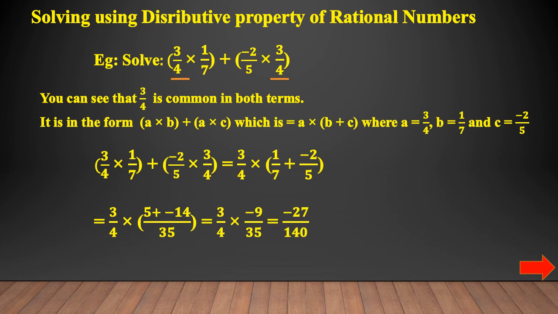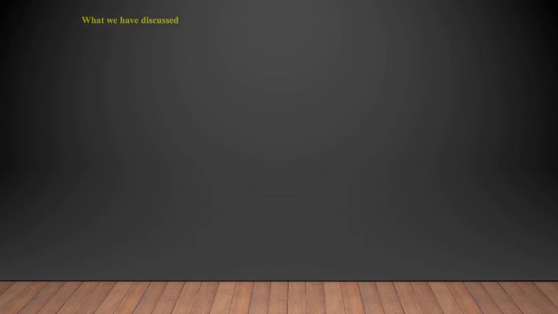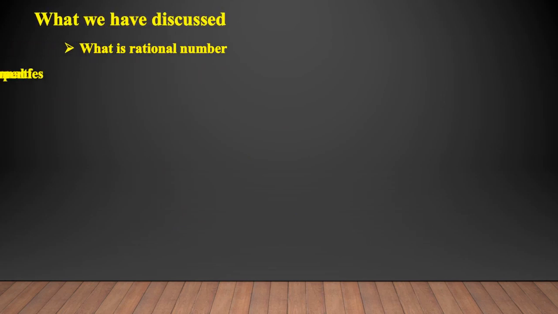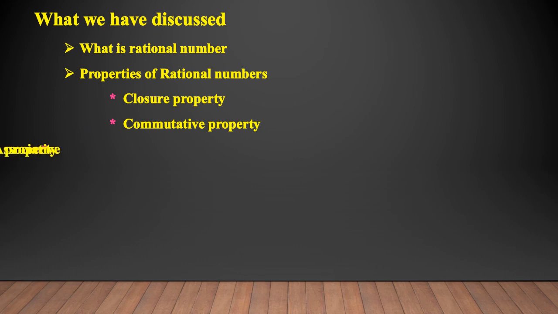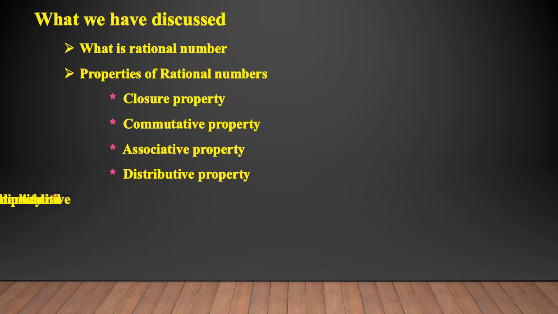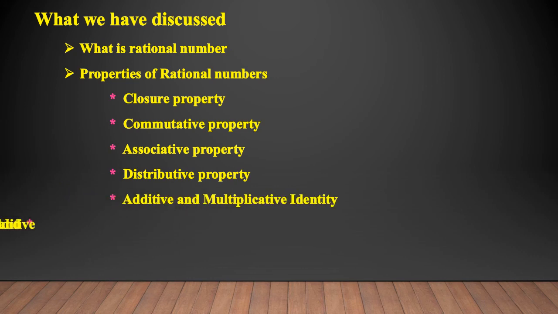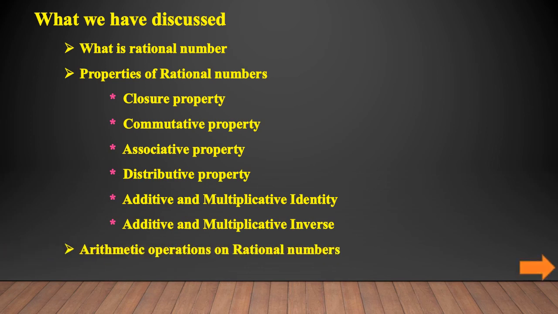What have we discussed now? What is a rational number? What are the properties of rational numbers? Closure property, commutative property, associative property, and distributive property. Then additive and multiplicative identity, additive and multiplicative inverse, then arithmetic operations on rational numbers. Now you have to practice it.